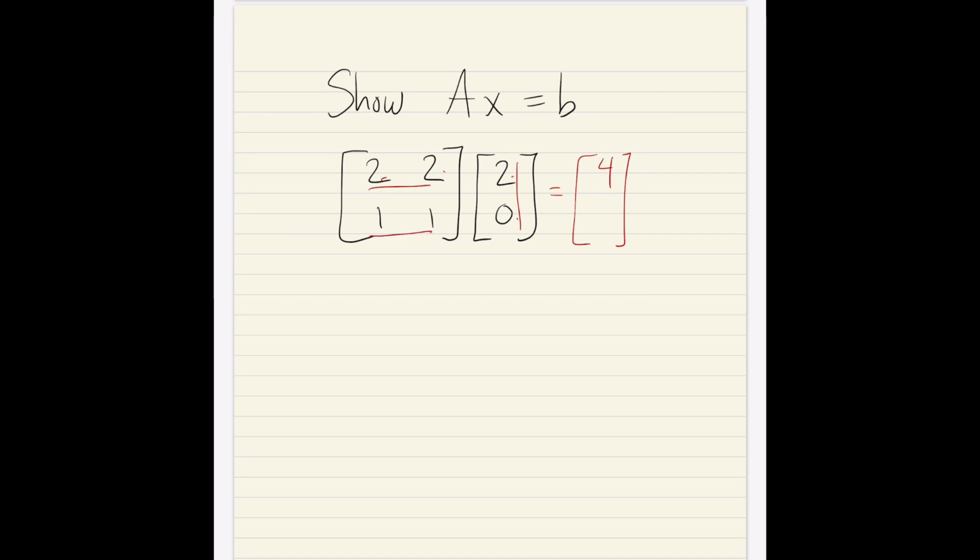And then row 2 gets multiplied by the column. 1 times 2 is 2, 1 times 0 is 0, and 2 plus 0 is 2. So we've just verified that our new vector satisfies this equation.